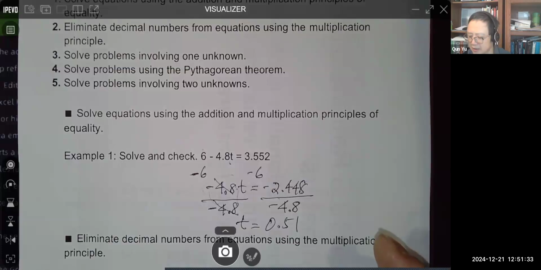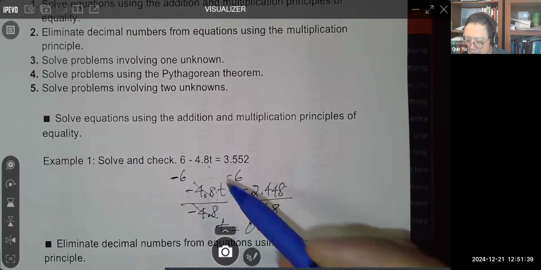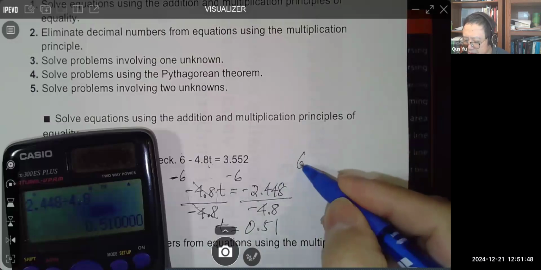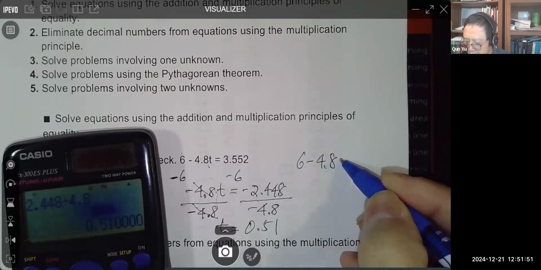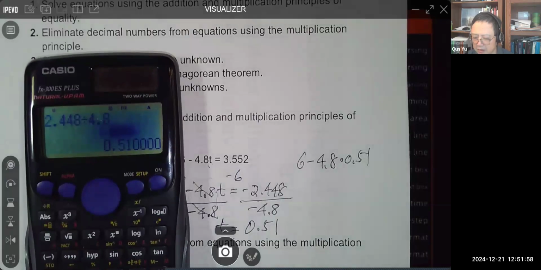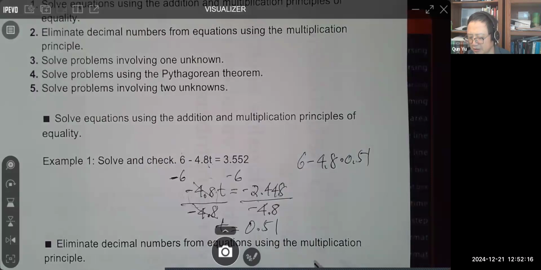If you want to check, let's check it once. If our answer is correct, we plug it in here, replace t with 0.51. Both sides should be equal. So let's double check. 6 minus 4.8 times 0.51. If we get the number on the right side, our answer is correct. So 6 minus 4.8 times 0.51 equals 3.552. See, we have the same number. That means this answer is the correct answer.